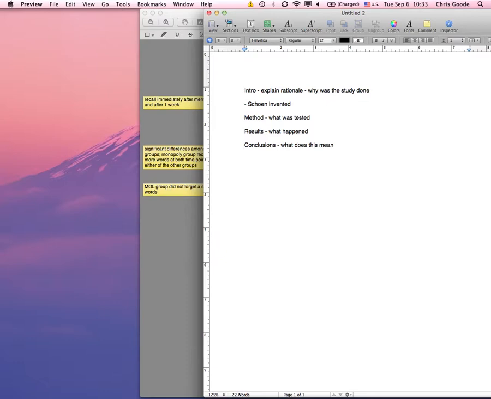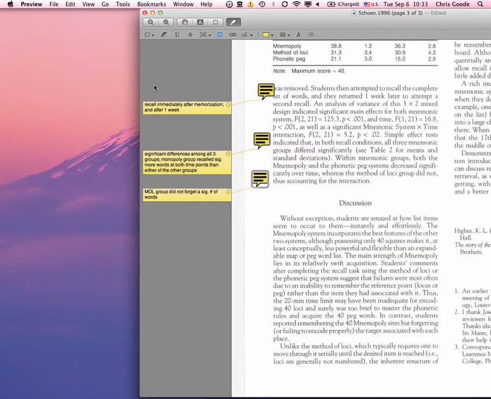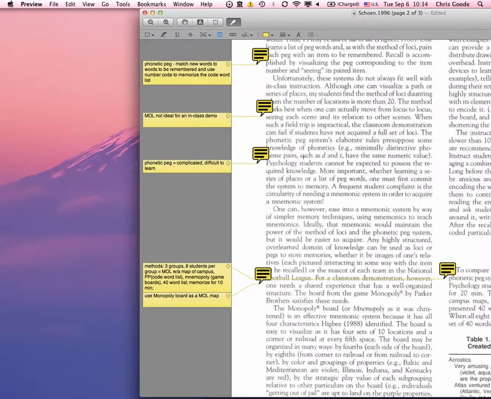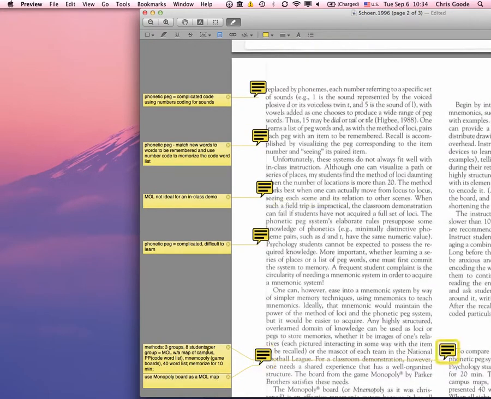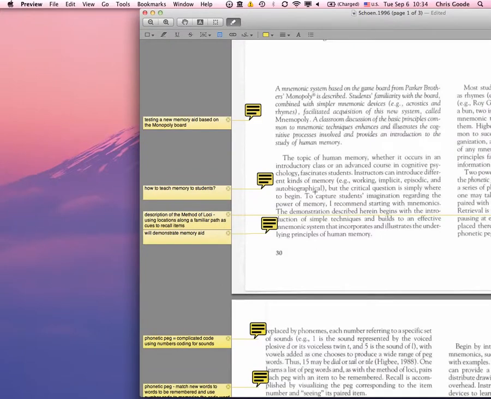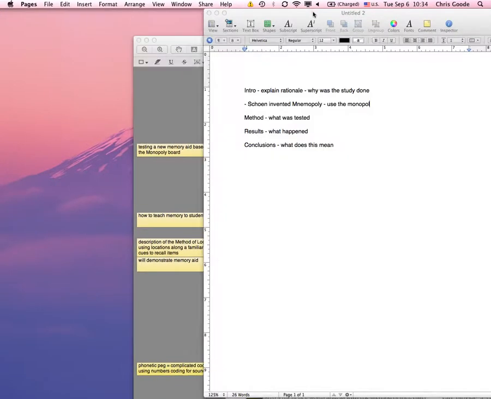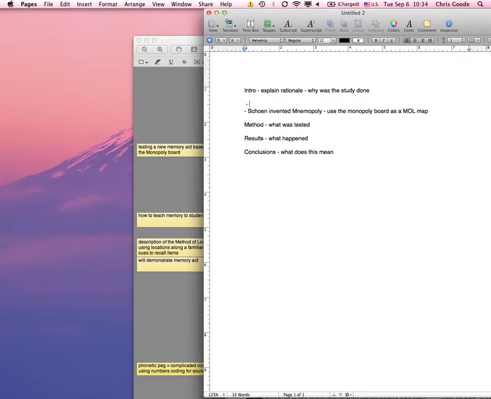Schoen invented Monopoly. Used the Monopoly board. I'm not even looking at my notes right now. Maybe we should go back and look at the notes. Use the Monopoly board as a method of loci map. And it's a new memory aid, and it's to teach memory to students. But if you're going to say it's a method of loci map, and you're writing to somebody who's never read this paper, you need to explain what the method of loci is. So I'm going to do that first.